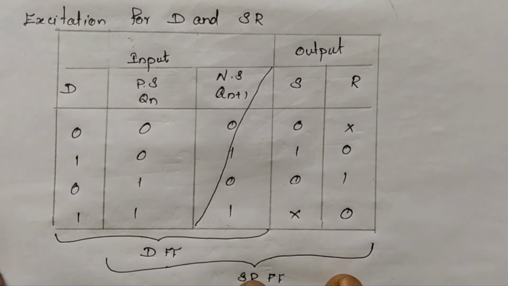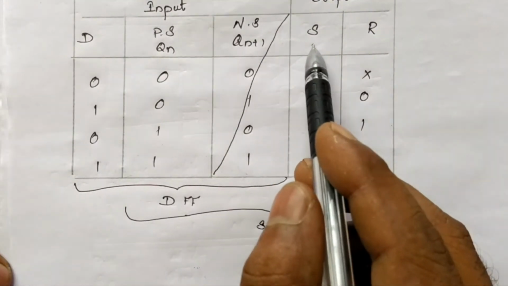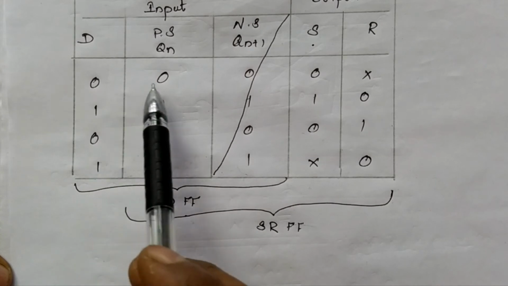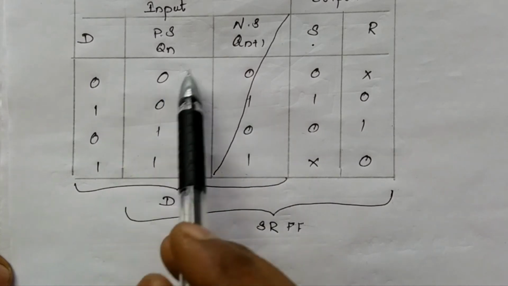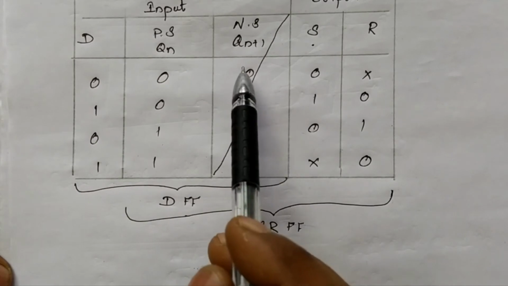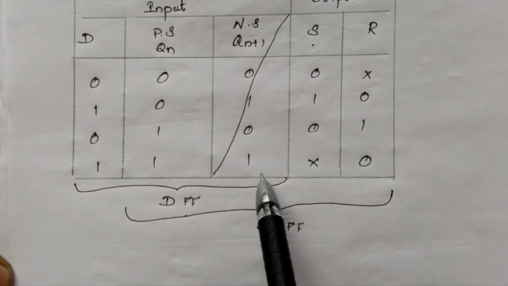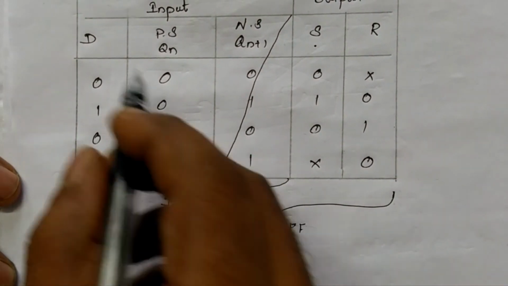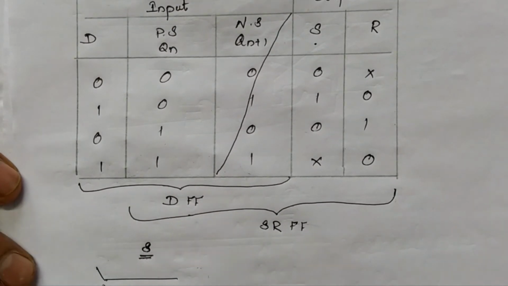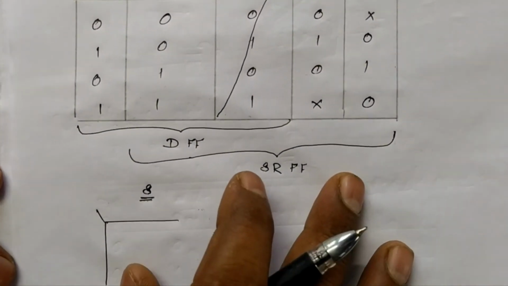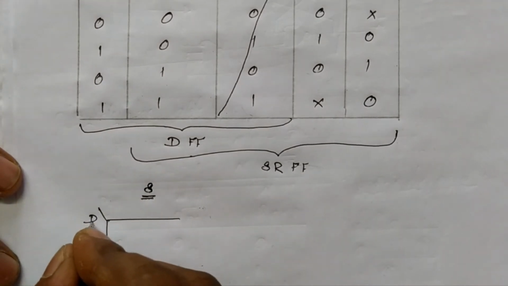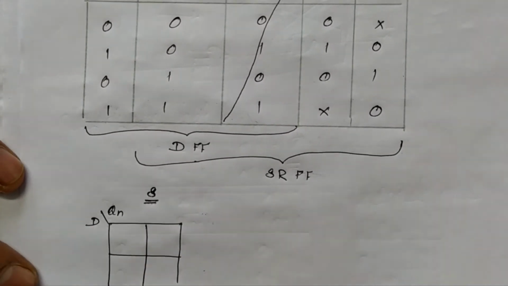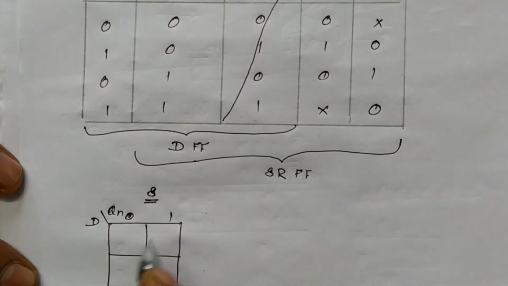For simplification, the output variables are S and R, and the inputs we need to consider are D as well as the present state. Using this condition we get the next state as 0 1 0 1. Therefore for S, since two variables came up, we need to go for a two-variable K-map. The input variables are D and Qn, and here it's 0 1 0 1.